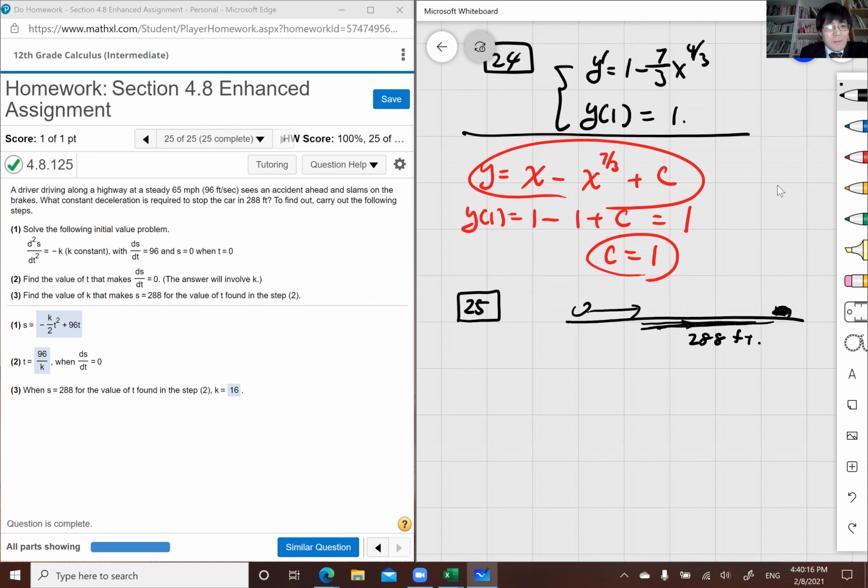So here is a given initial value problem. Let's say the position function is s, and the position function is differentiated twice. The s double prime is the acceleration. Remember, when this is a position, then this is a velocity, and the second order derivative is acceleration. So the acceleration of the car, which is braking, is constant, negative k.